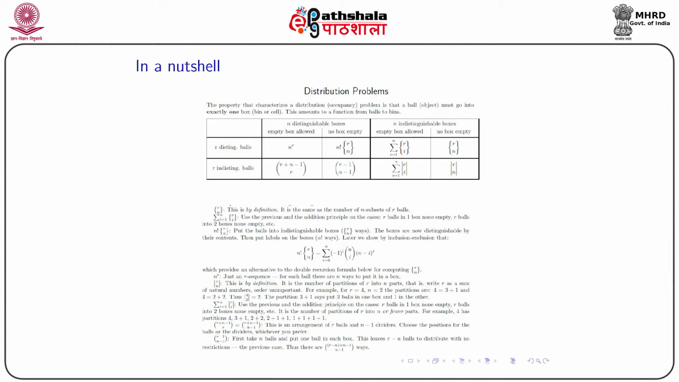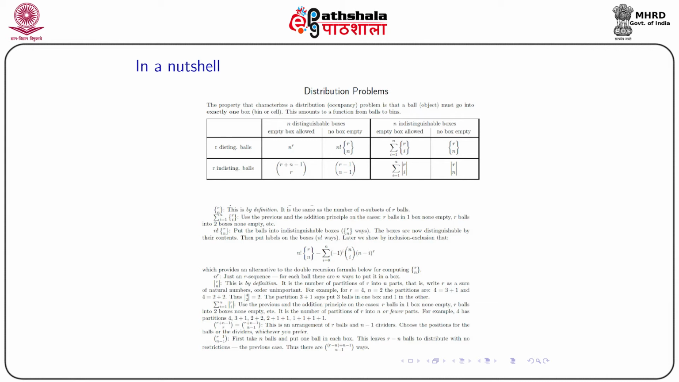Now if we allow that a box may remain empty, then the total number of cases will be n to the power r. But if we put the restriction that no box is empty, then the number of choices will be n factorial times a symbol. This symbol, r within the braces n, is by definition the same as the number of n subsets of r balls. So if no box is empty, the total number of cases will be this.